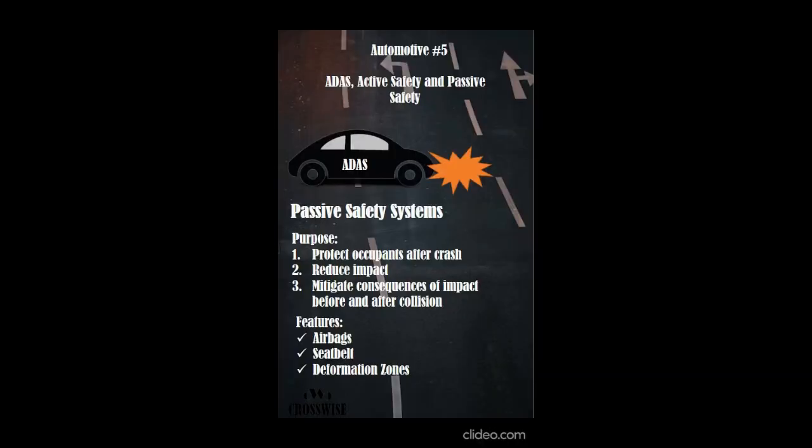Last video, we saw the difference between ADAS, active safety, and passive safety systems. Basically, the passive safety system is deployed after a collision has occurred. And the purpose is to protect occupants after the crash, reduce the impact to the passengers and the driver, and mitigate consequences of impact before and after collision.